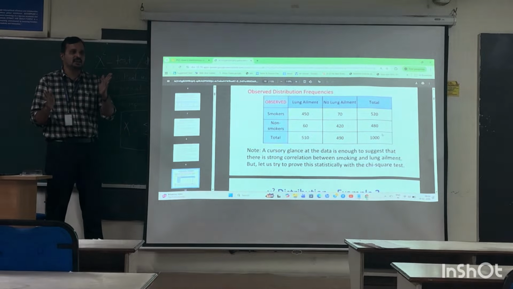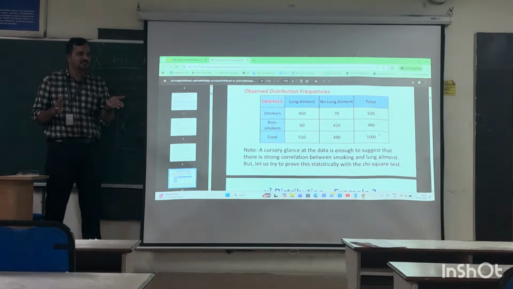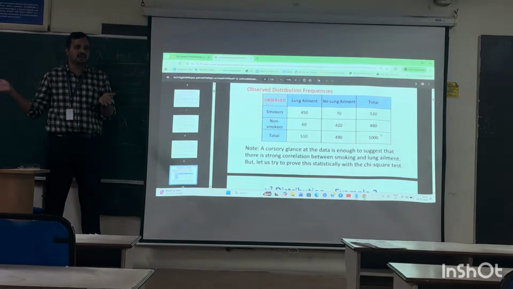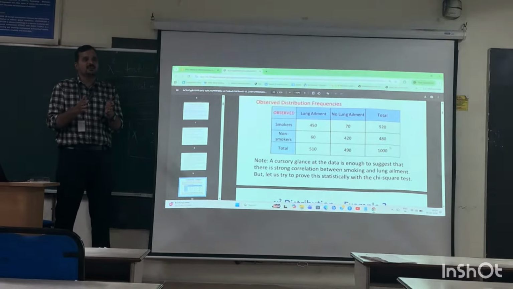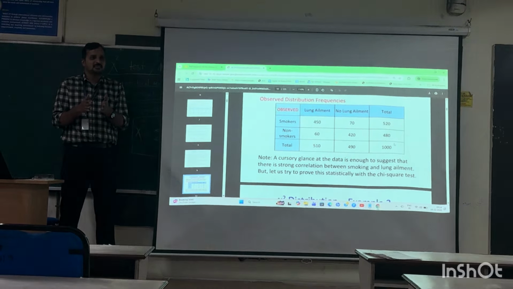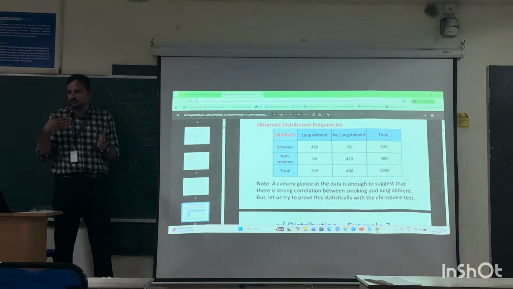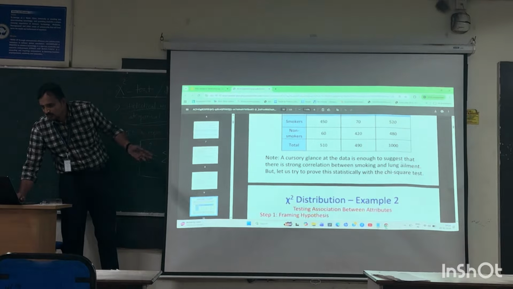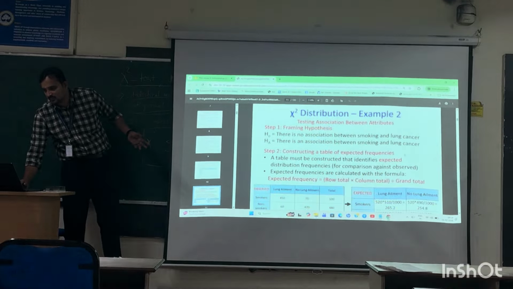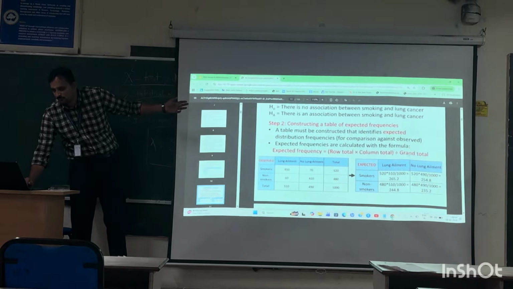This is a kind of relation. Smokers may have lung ailment or not, and non-smokers may also have lung ailment. The reason is pollution, or they are traveling with friends who have a smoking habit. So we can use this test also, and we can go for this formula.